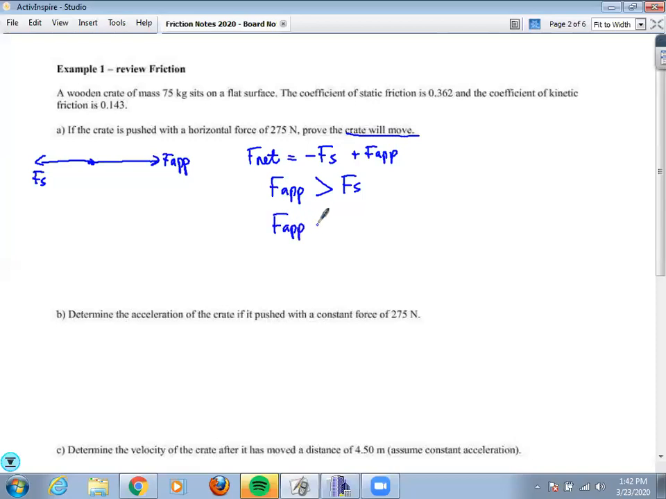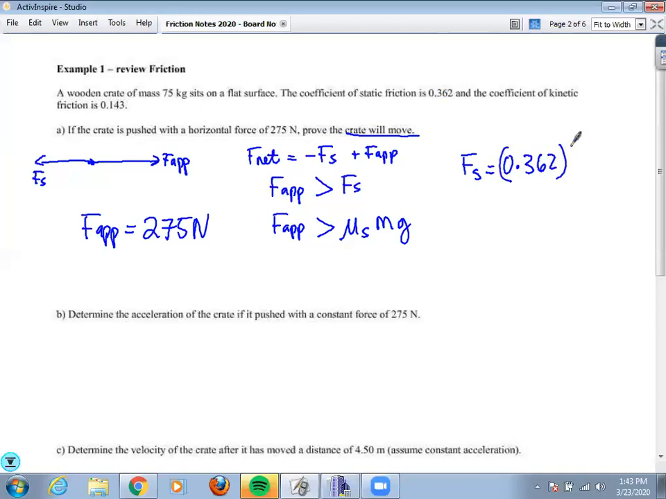F applied must be greater than mu s, the coefficient of static friction, times m times g, because we don't know what the normal force is. We know that the force applied is equal to 275 newtons, and we can find the force of static friction. So F_s equals mu, which is 0.362. Make sure you use the proper one, don't use the kinetic friction. So 0.362 times the mass, 75 kilograms, times 9.8.